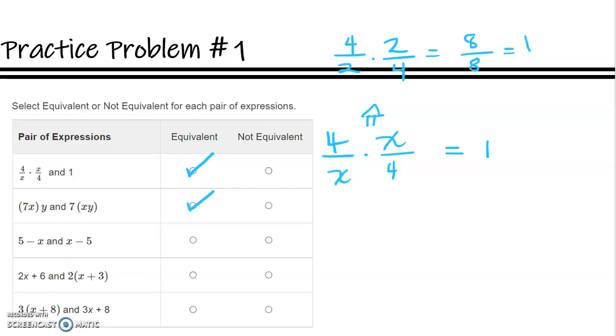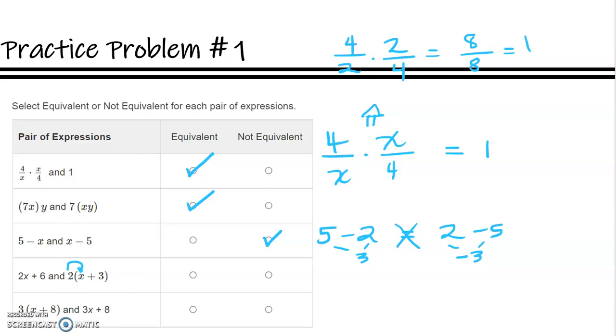For this next one, these are not equivalent, and I'm going to show you why. Let's say that x equaled 2 again. Okay, so we have 5 minus 2. We know that that's 3. Does that equal 2 minus 5? That is negative 3. So these are not equivalent. Remember that you cannot do the commutative property when it comes to subtraction. The order definitely matters.